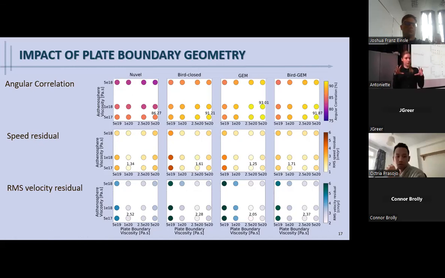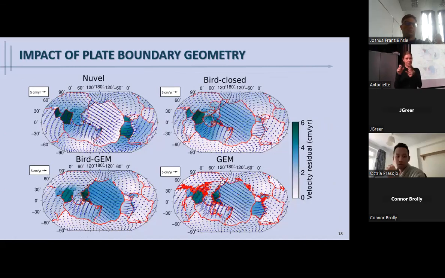So we just looked at the numbers and compared, like in this slide, I compare the best fit model for all of the different geometries. So this is the best fit model for the Nouvelle plate geometry. And in this image, the blue arrows are our predicted plate motions. The black arrows are the observed plate motions. And the color shows the pointwise residual of the velocity. So if the colors are white, we fit the plate velocities well. And if the colors are blue or green, then we don't fit the velocities well.